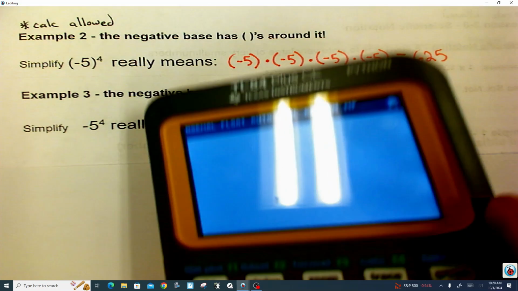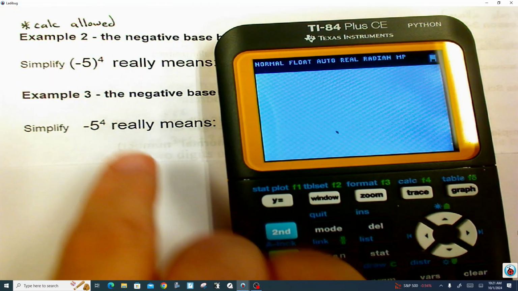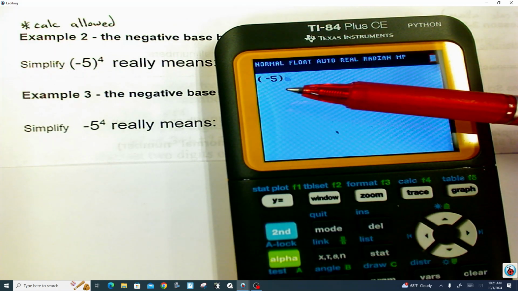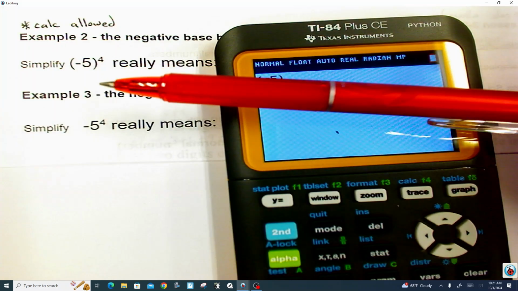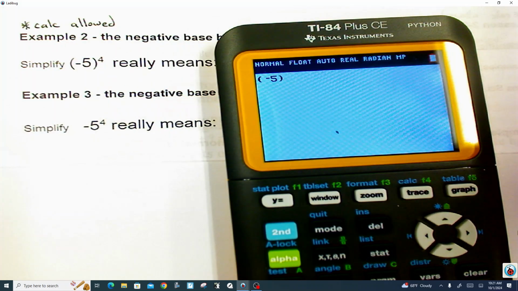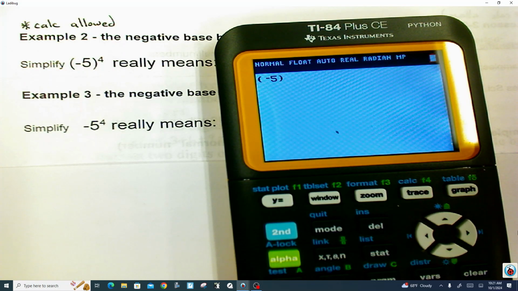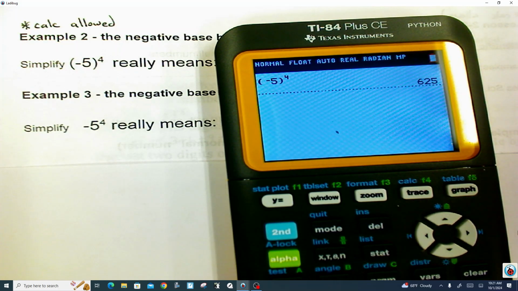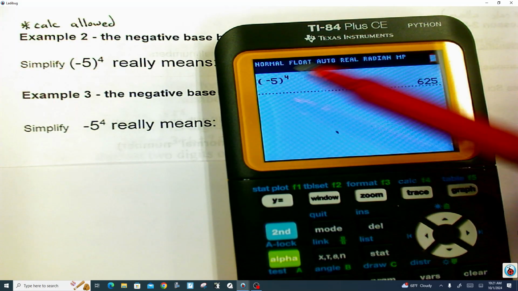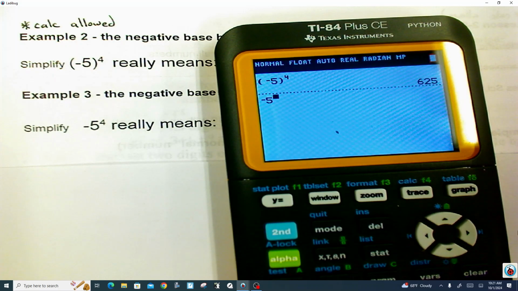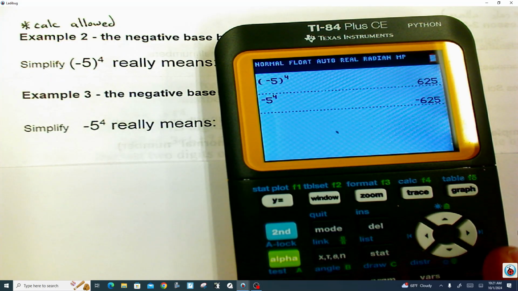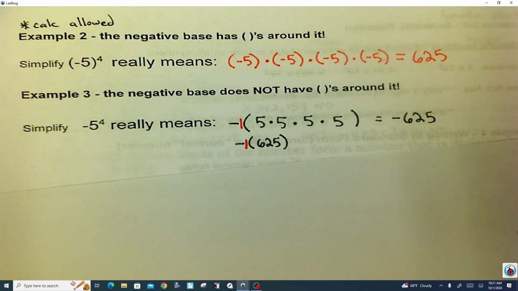So let's go take a look at how we would actually get this on a calculator for example 2. Notice that I'm using parentheses around the base, just like here, shown on example 2, and then we're going to put it in as to the 4th power. And if I hit enter, indeed we get 625. What about if we don't use the parentheses? Well, if I say negative 5 to the 4th power, it's going to show us that it's negative 625, which is what we're showing down here. So this explains how the calculator is working it through.